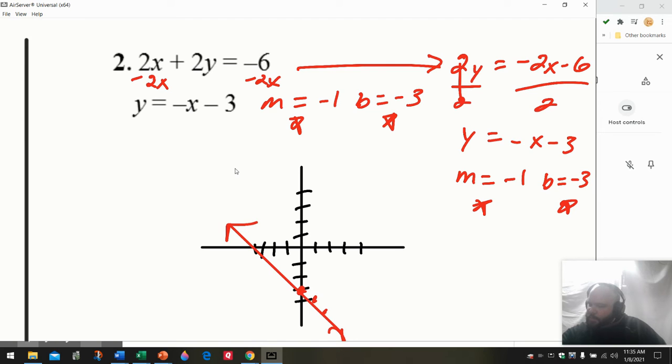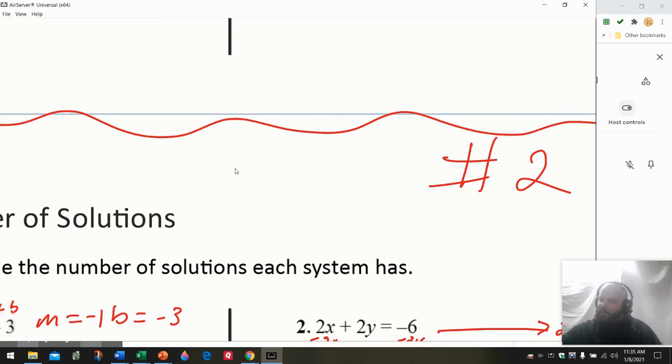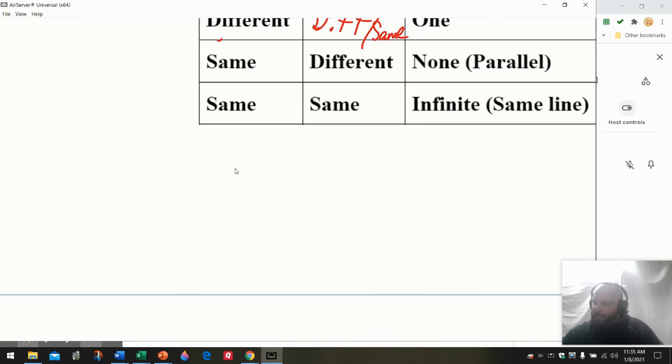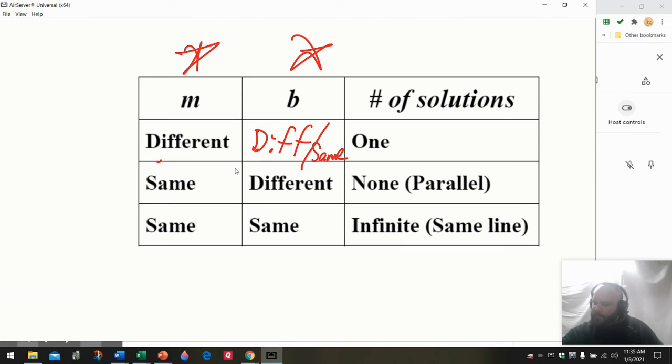And if I drew the other line, it's going to be the exact same thing. It's going to intersect right on top of that other one, and it'll look like this because it has the exact same m and b. Start at -3 and then go down 1 over 1. So what that means, though, is because m and b are the same, if we go up here, again to our table, if m is the same and b is the same, there's an infinite number of solutions.